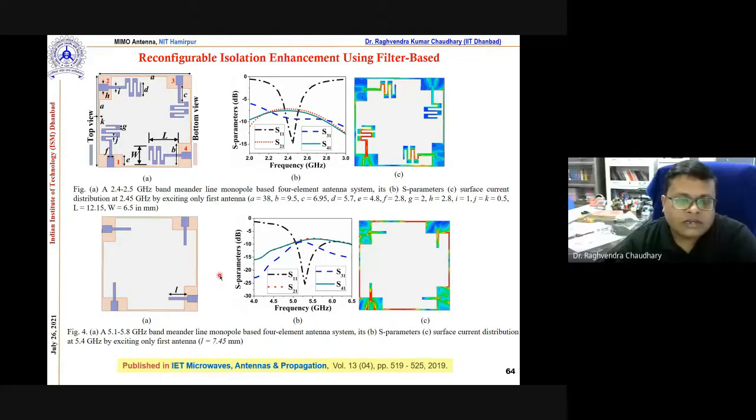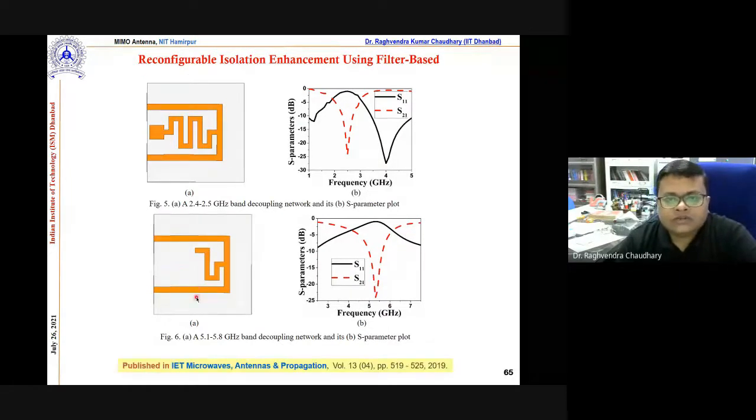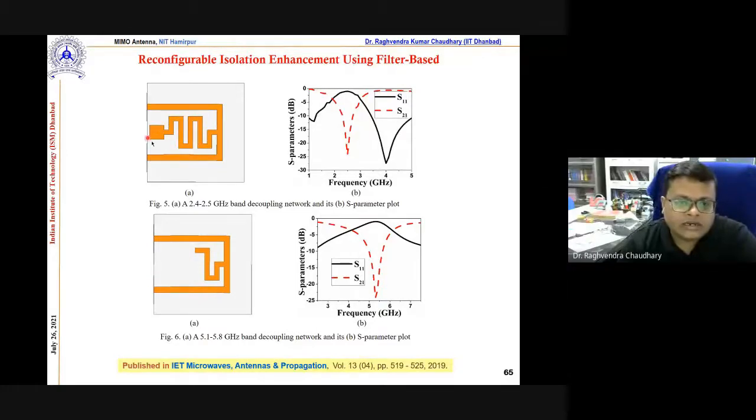If I remove this meander line inductor here, you will see this is just a monopole. Still the isolation is not good, and this could be due to strong surface current. So we introduce a decoupling network, filter based. Again we use the meander line, and this is a virtual ground concept here, and this is a band stop kind of filter.